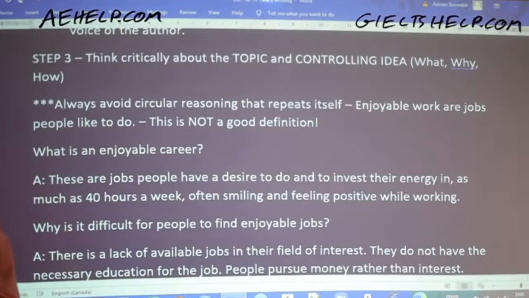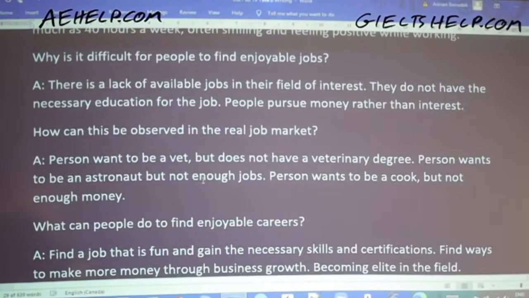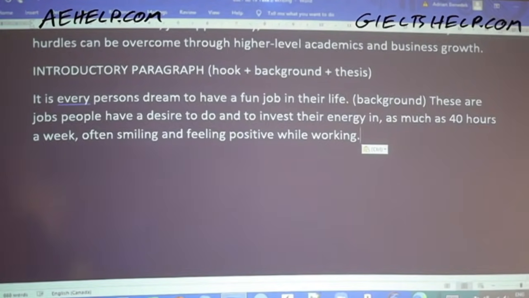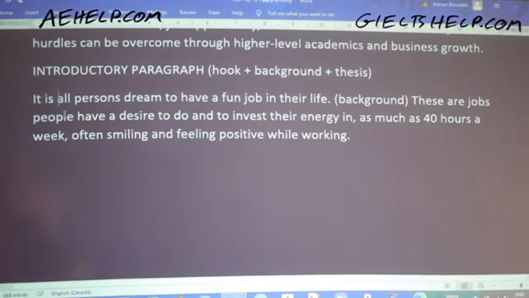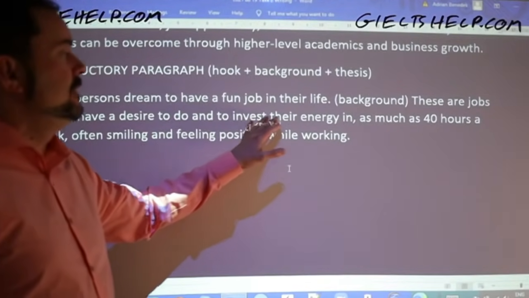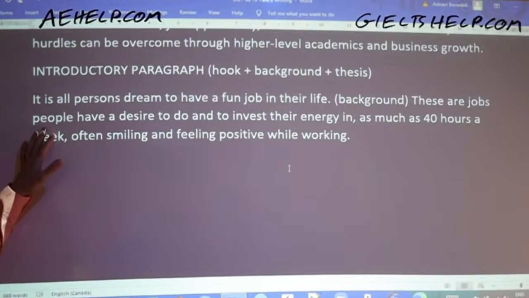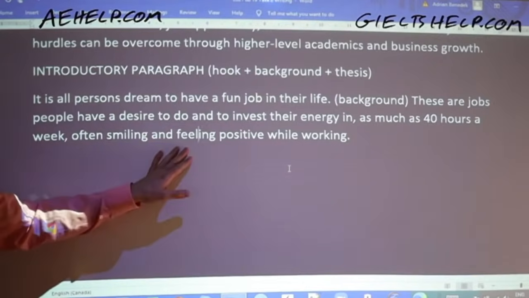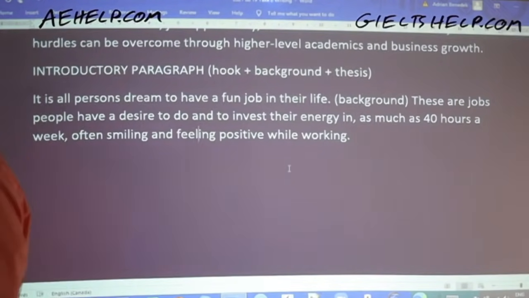So, what is an enjoyable career? Well, let's just grab it. I can probably just stick that right in there. If I have a good definition here, so it's not the paraphrase of the question, but a definition of the topic, that becomes this part of the essay. So it is every person's dream to have a fun job in their life. These are jobs people have a desire to do and to invest their energy in as much as 40 hours a week, often smiling and feeling positive while working.